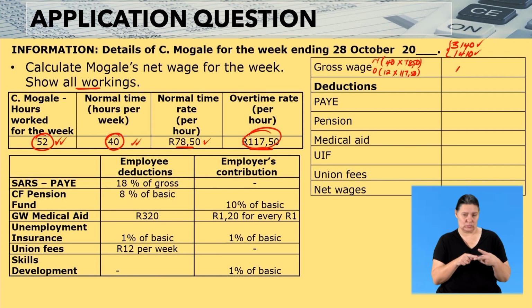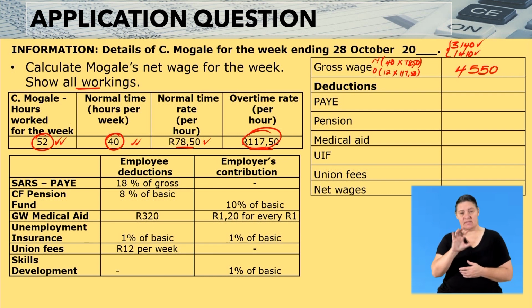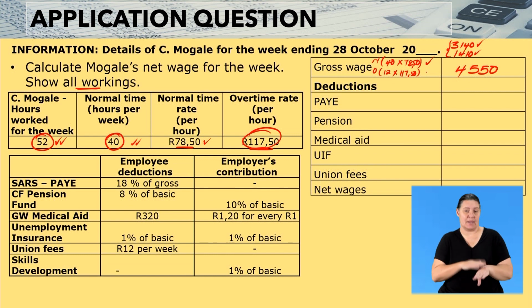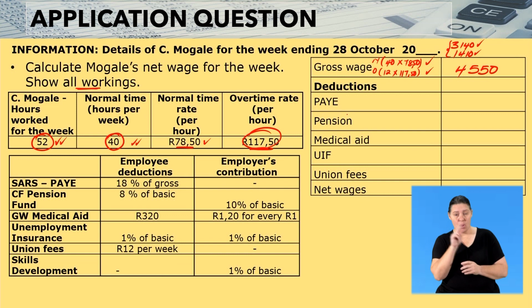We will add these two amounts then. It will give us 4,550. This becomes our gross wage. How did we get this one? We added our normal time plus our overtime.